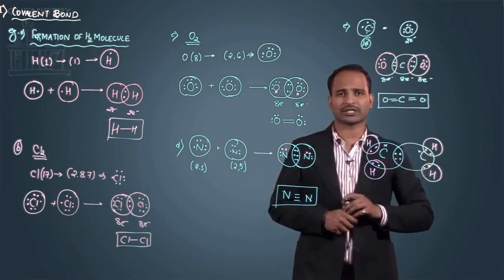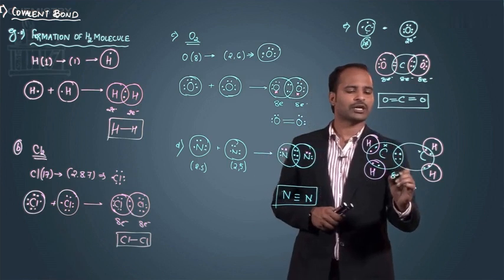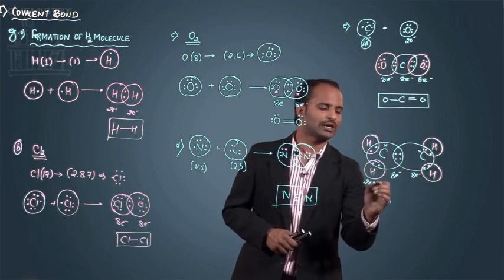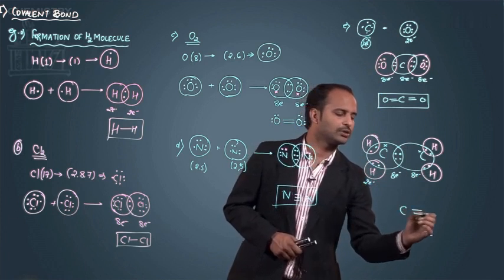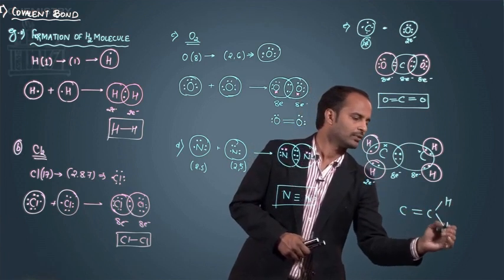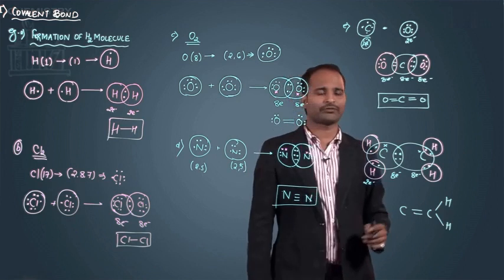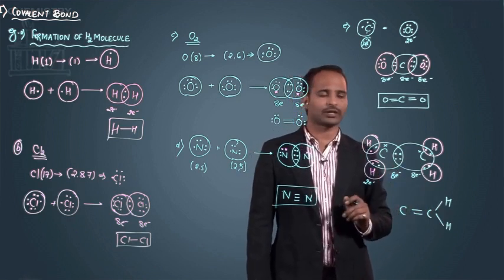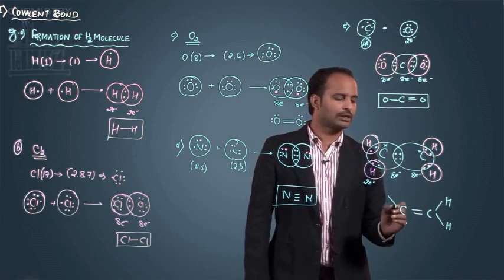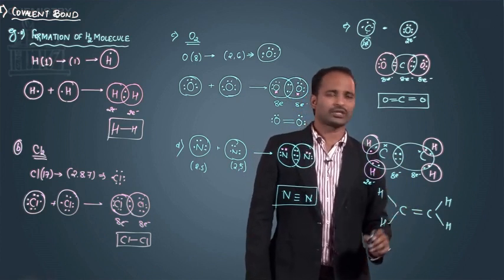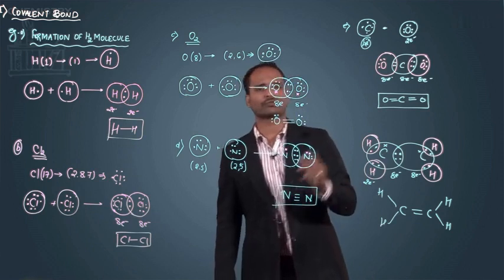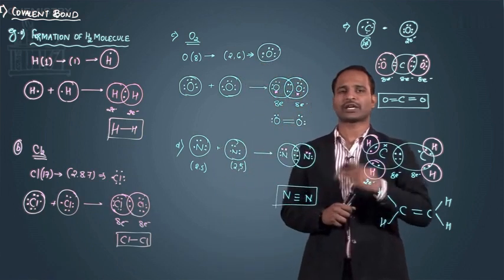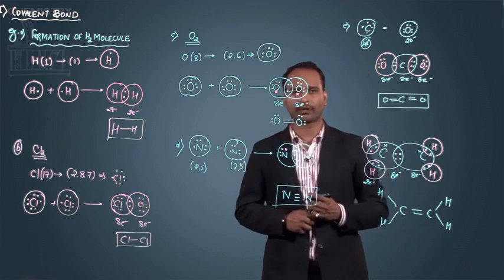So how many electrons does each carbon have? Now each carbon has 8 electrons, and each hydrogen has its duplet. So C double bond C. Between carbon and hydrogen only 1 pair of electrons is shared, so it is a single bond. Between carbon and carbon, 2 pairs of electrons have been shared, so it is a double bond. These are certain examples for the formation of a compound by the sharing of electrons, that is a covalent bond.